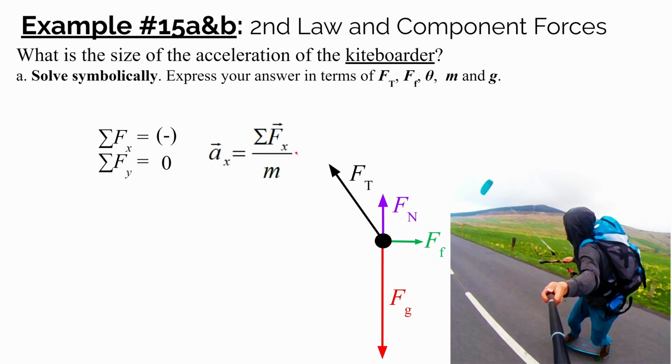So this is a symbolic solution for the size of the acceleration. It's equal to the sum of the forces in the x direction divided by the mass. But remember, we can only express our answer in terms of the actual tension force, the frictional force, the angle, the mass, and gravitational field strength. So we need to now expand things in this expression until we only have these symbols in it.